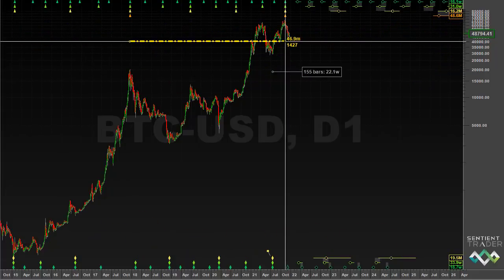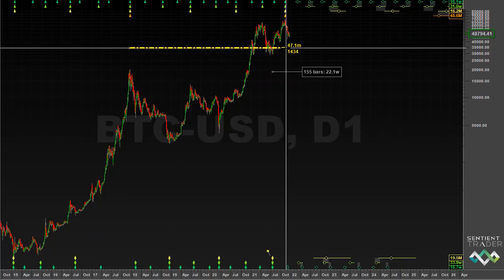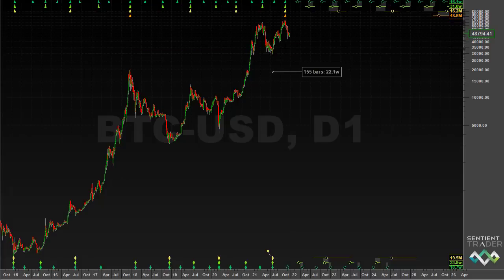One of the reasons is because if we count the number of bars that have elapsed, there have been only 1434 bars or days or 47 months. That's fairly short for a 54-month cycle. And so I wouldn't be surprised to see the 54-month cycle peak still lying ahead of us.